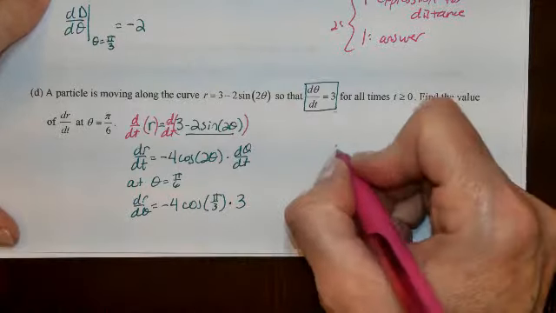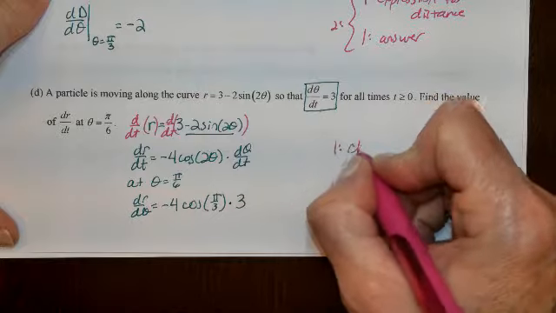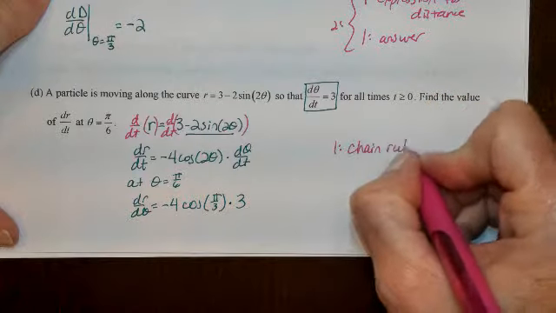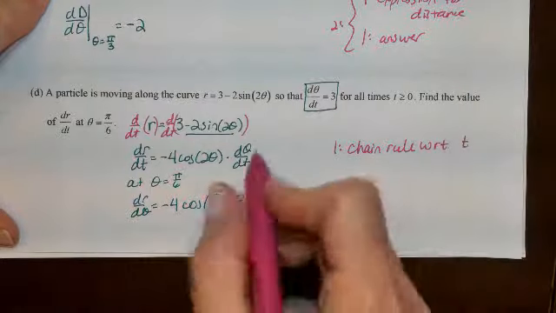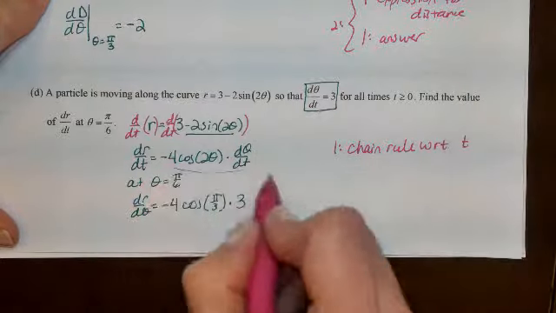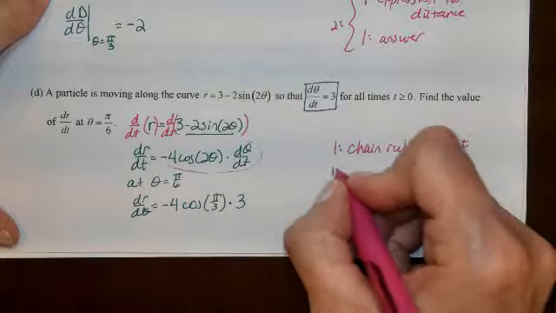This was just worth 2 points too. 1 point for what they say is the chain rule with respect to t. That was right here. That was the chain rule with respect to t. And then 1 point for the answer.